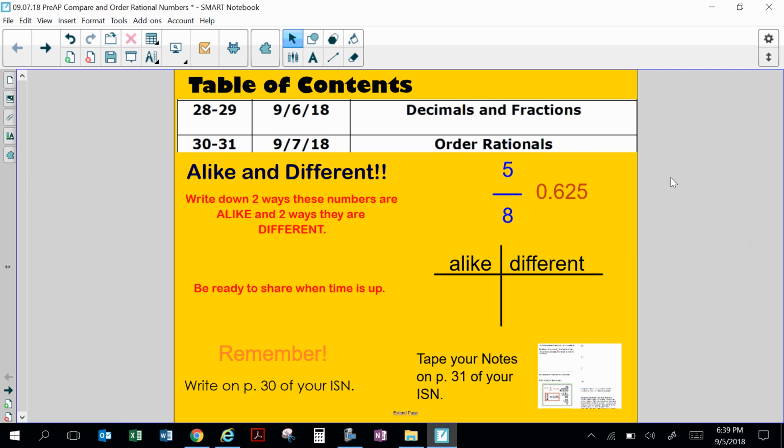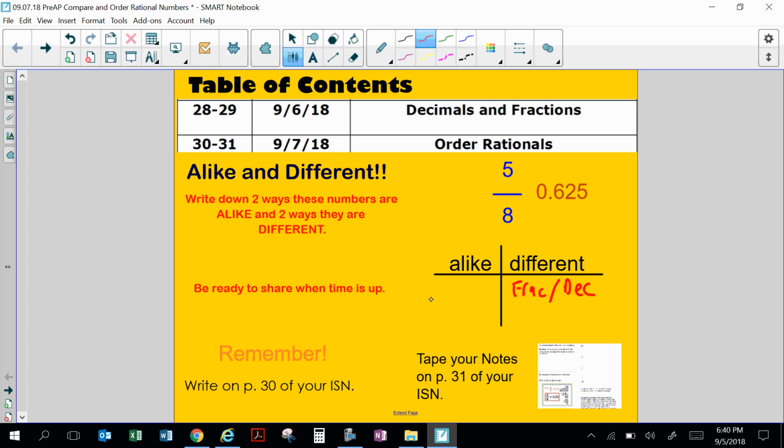Welcome. This is over ordering rational numbers. So we are going to be doing our number routine. It is called alike and different. So in alike and different, what do they share alike and what makes them different? Well, first of all, one is a fraction and the other one's a decimal. That's way different. What do they share alike?